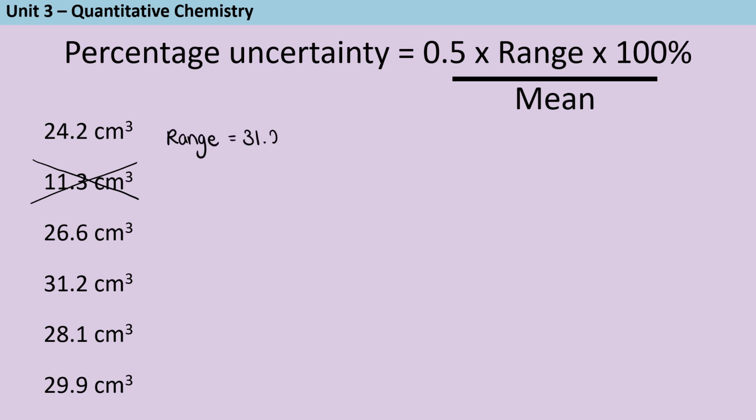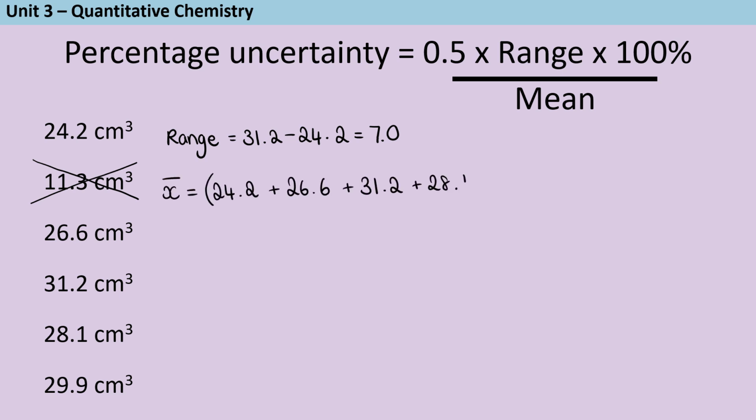This is the largest result minus the smallest result, which in this instance gives me an answer of 7. Next, I need to work out the mean, and to do this I'm going to add together all 5 remaining pieces of data, and then I'm going to divide them by 5 because there are 5 pieces of data. So to show that I'm dividing all of them, I'm going to use brackets, and this gives me a mean of 28.